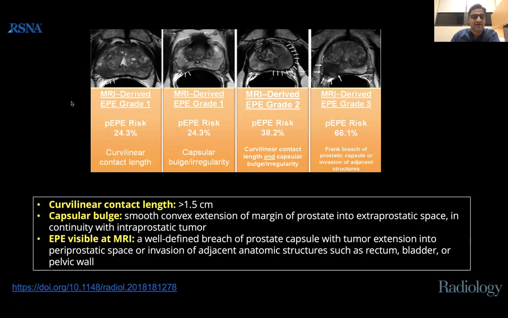Recently, the NIH group has come up with an MRI-derived extraprostatic extension grading system. As we see here, grade 1 corresponds to either a broad capsular contact of more than 1.5 centimeters or a capsular bulge or irregularity. With these, the pathologic extraprostatic extension risk is 24%. If you combine both, then it's a grade 2 and the risk goes up to 38%. Whereas when there is extraprostatic extension with frank breach of the capsule, just like in our case, or there is an invasion of the adjacent structures, then the pathologic extraprostatic extension risk goes up to 66%. Something to keep in mind when we are reading these prostate MRIs.